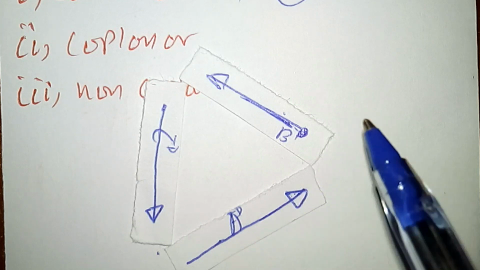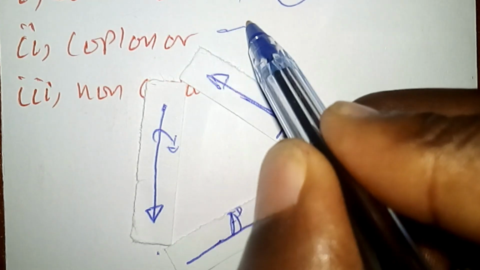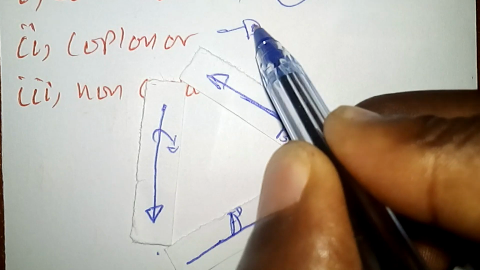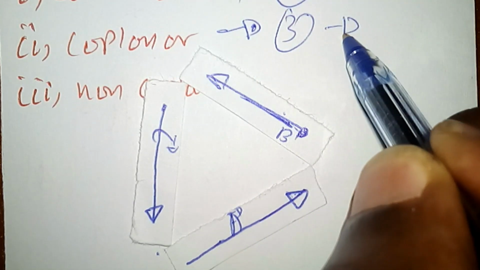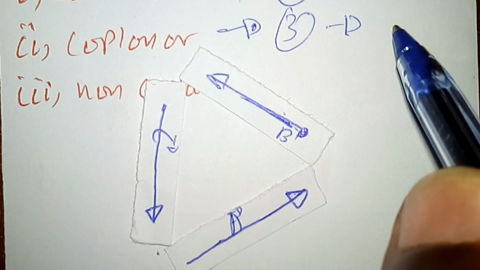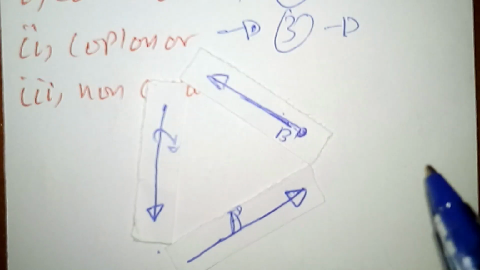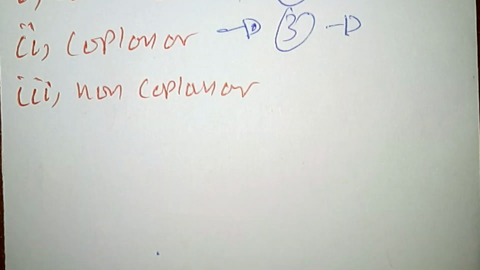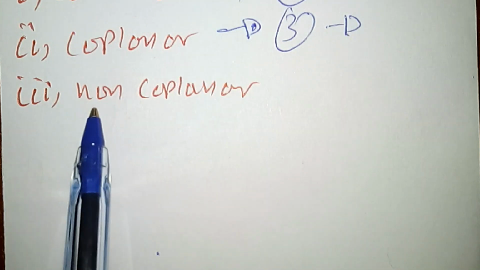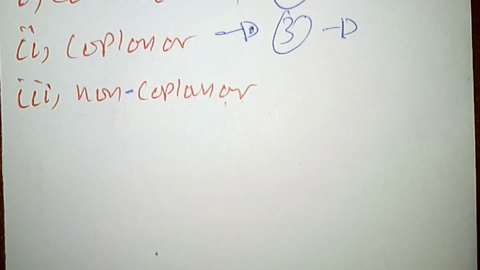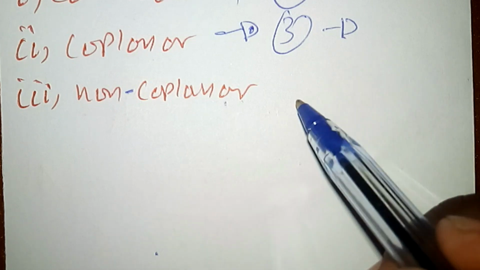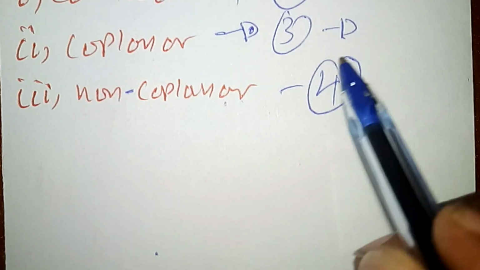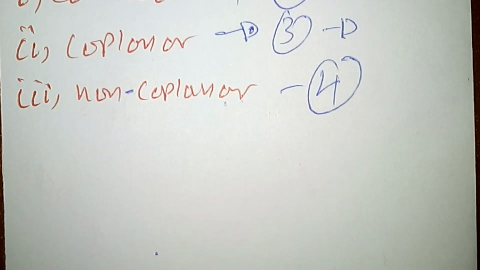So if the vectors are coplanar, the minimum number of vectors required to get the null vector is 3 and above. We have to have 3 and above vectors to get the null vector by adding coplanar vectors. But if the vectors are not necessarily coplanar, the minimum number of vectors required to get the null vector is 4 and above. So we have to have 4 vectors if the vectors are not coplanar.